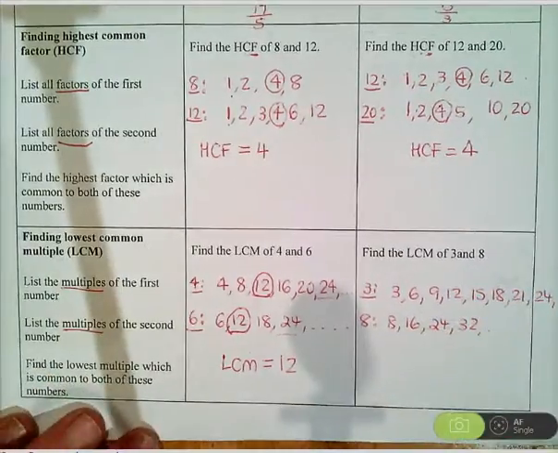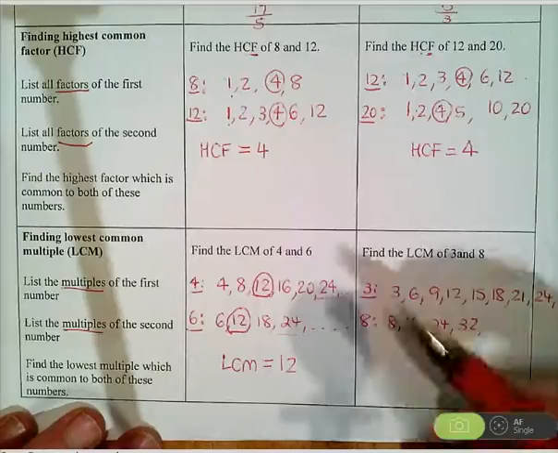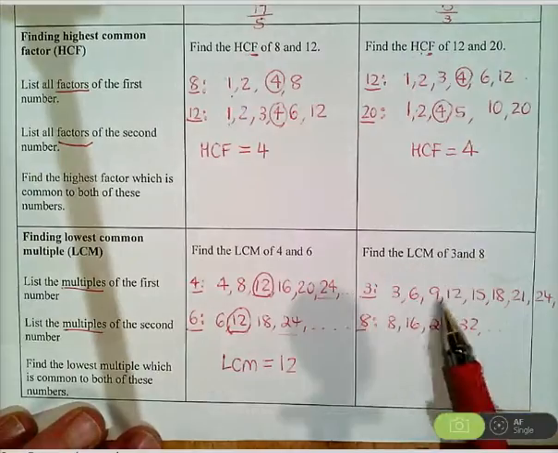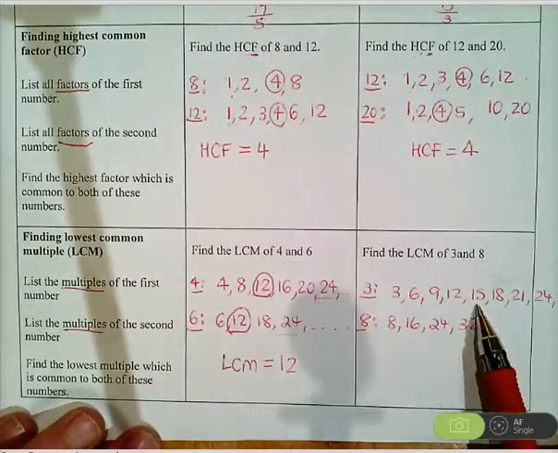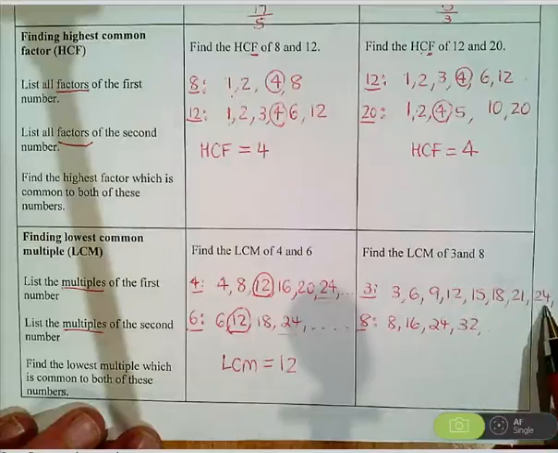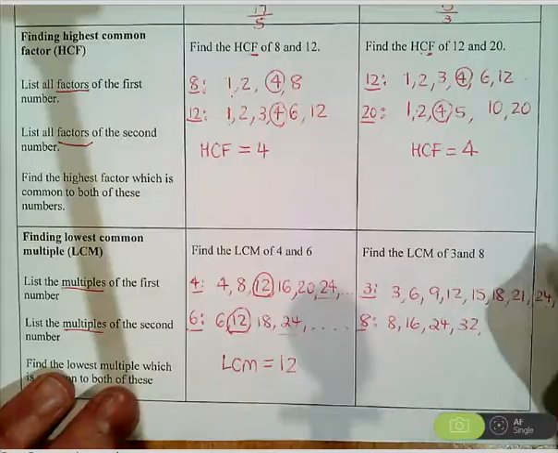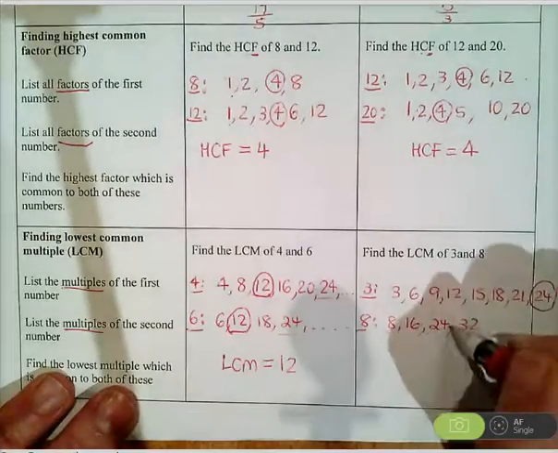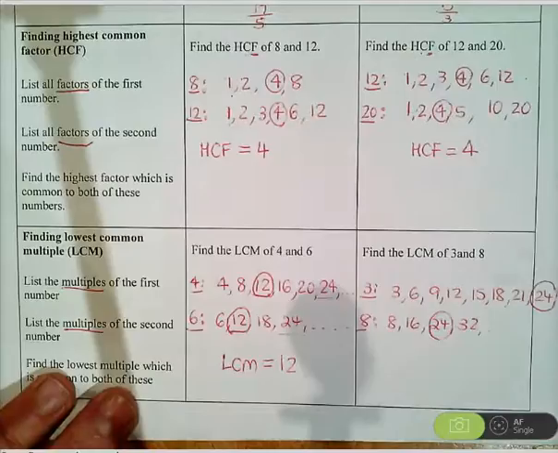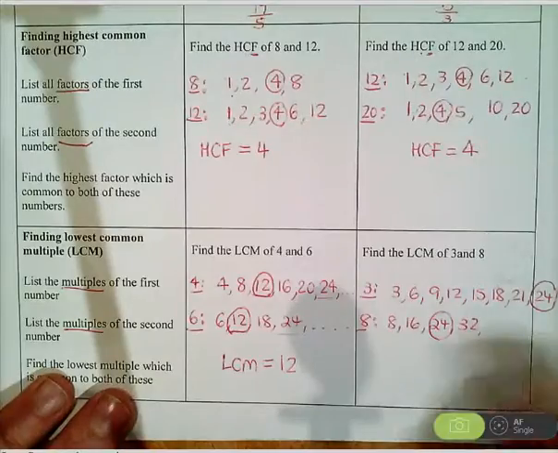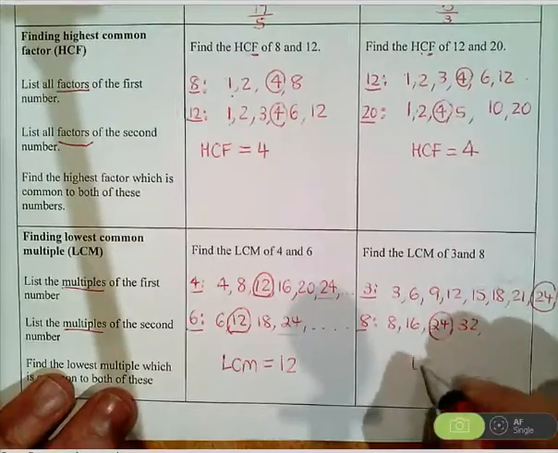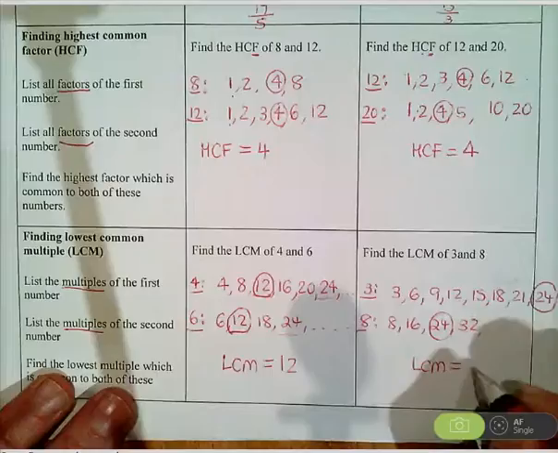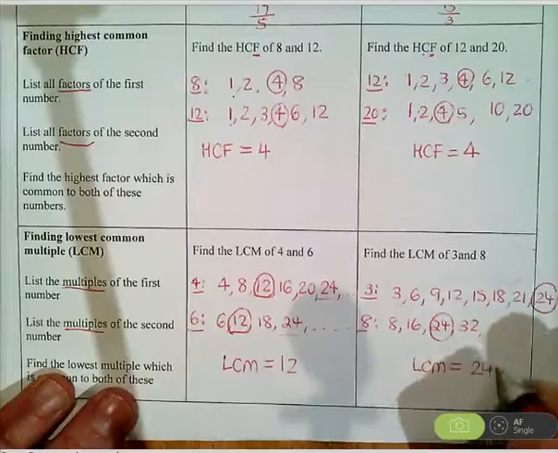Now let's look at the first row here. We've got 3, 6, 9, 12, 15, 18, 21, 24 is the first one that is in common between those 2 rows of numbers, and it's also the lowest one because it's the first one that occurs. So therefore the lowest common multiple of 3 and 8 is 24.